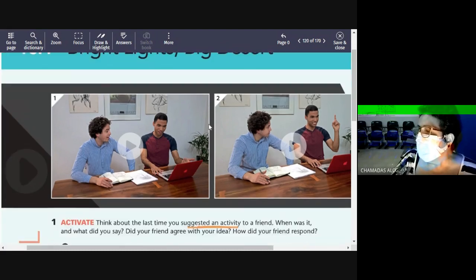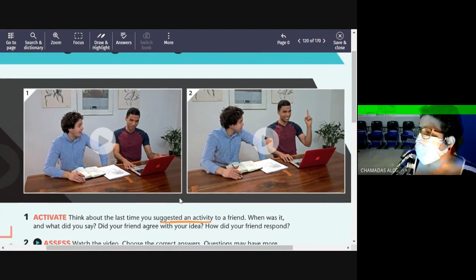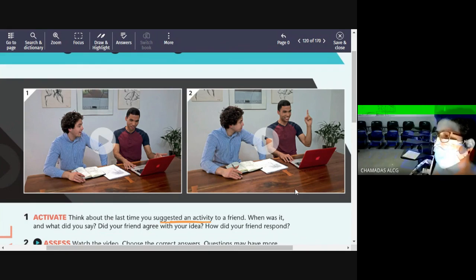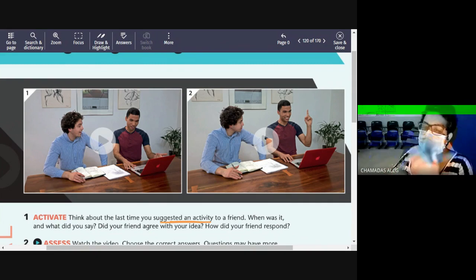All right, so look at the pictures. What do you think is going on? What do you think they are doing? Look, what is Andy doing? He's using a notebook. He's using a computer, okay? So let's try to say that. He's using a computer.